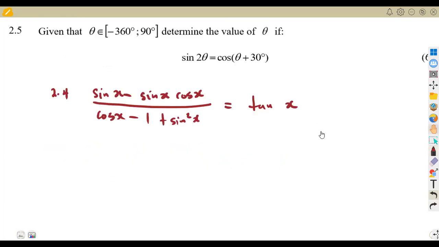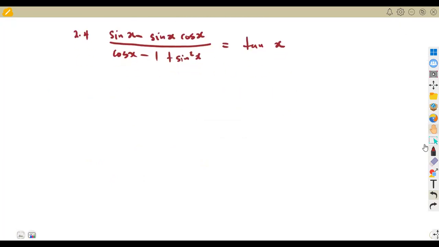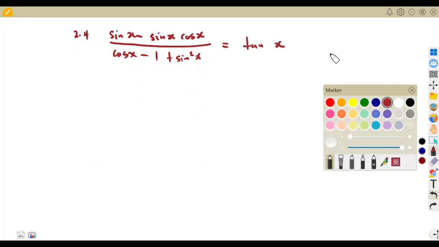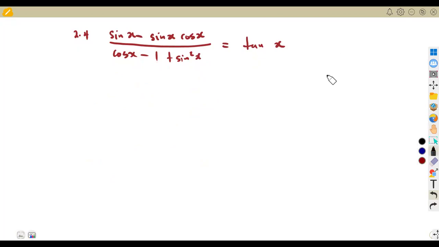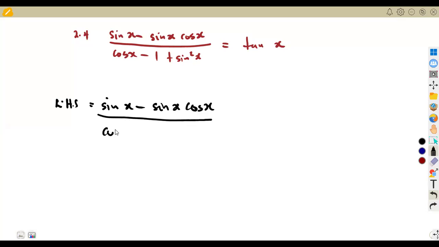Remember, on the proof, you are supposed to choose a side to work from. Are you going to work from the left-hand side? Are you going to work from the right-hand side? Always choose the complicated side when it is a condition like this. So in this case, let's say I choose to work with the left-hand side, which is the most complicated. As you can see, that's where we have a lot of things to consider. So the left-hand side is equal to the sine of x minus the sine of x, the cosine of x. Just take it as it is, everything over the cosine of x minus 1 plus the sine squared of x.